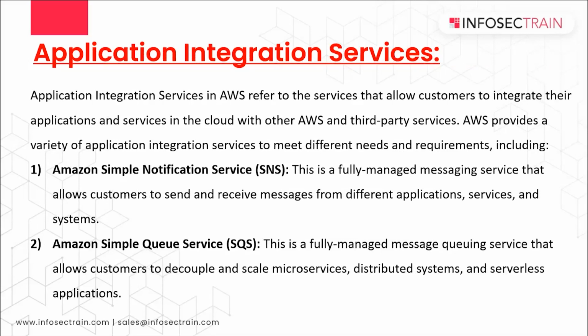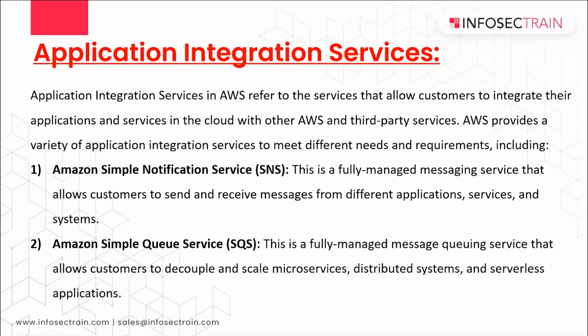Now let's talk about application integration services, right? Application integration services in AWS refers to the services that allow customers to integrate their applications and services in the cloud. It helps you integrate the application you are building and the services with AWS. AWS provides a variety of application integration services, and based upon your requirement, you can use whatever you want.